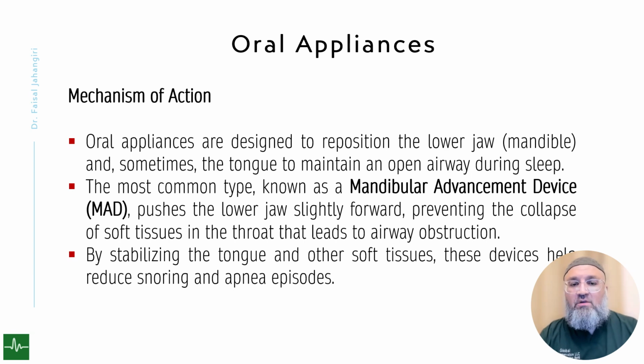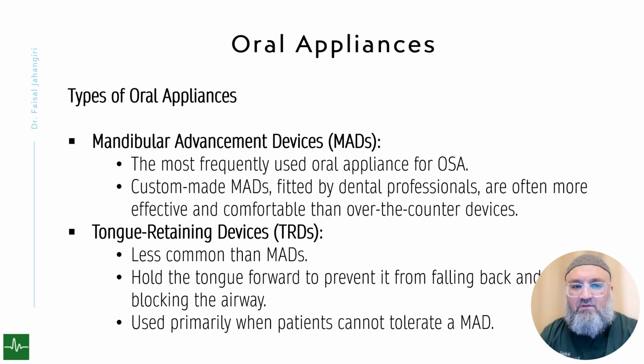They are designed to reposition the lower jaw, the mandible, and sometimes the tongue, to maintain an open airway during sleep. The most common type used is called the mandibular advancement device, MAD. It pushes the lower jaw slightly forward, and it prevents the collapse of soft tissues in the throat, the tongue, and the airway, which can cause airway obstruction. It helps by stabilizing the tongue and other soft tissues, and this device helps reduce snoring and apnea episodes in these patients.